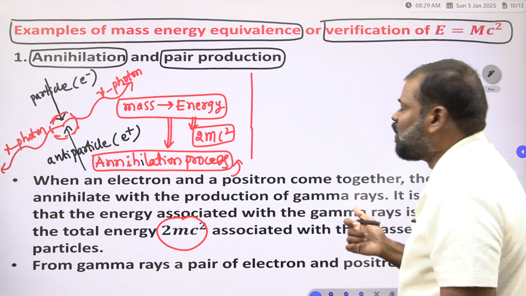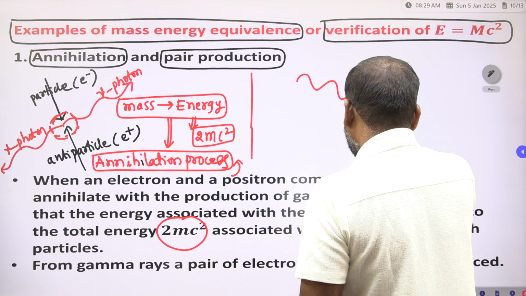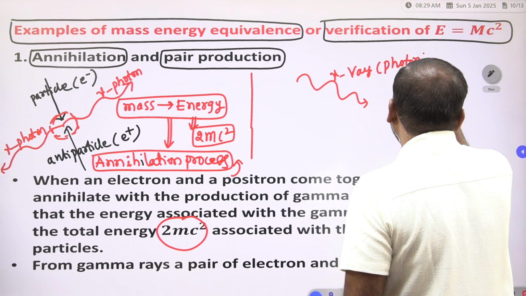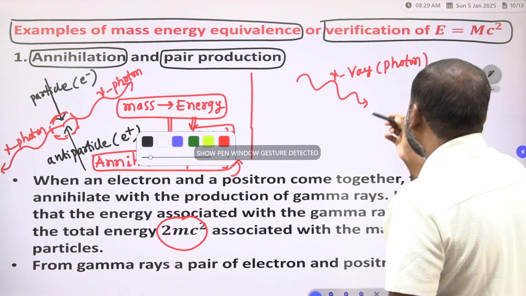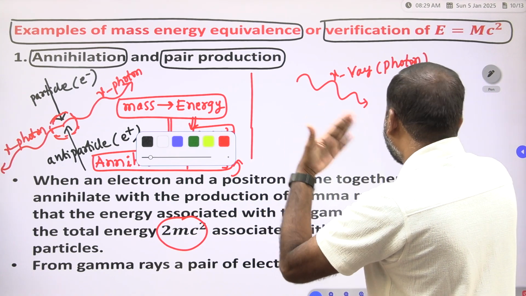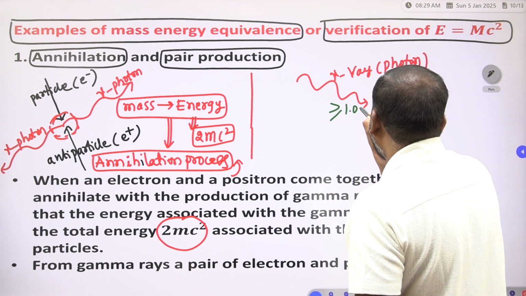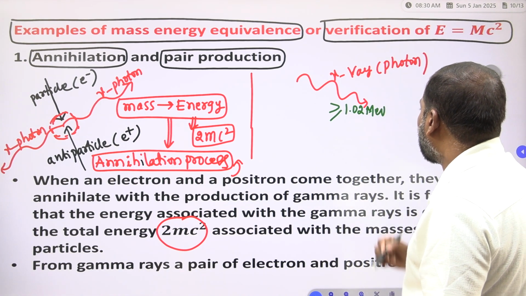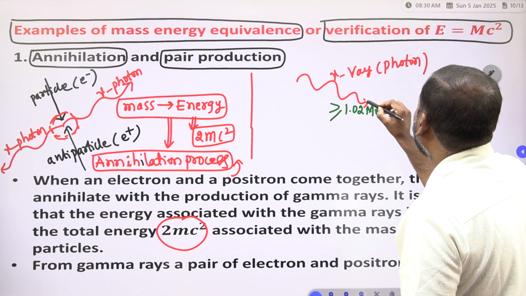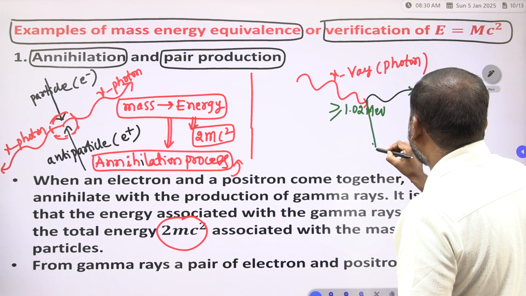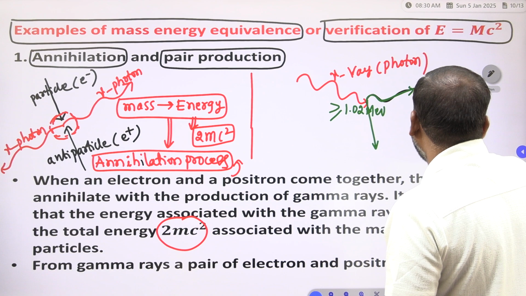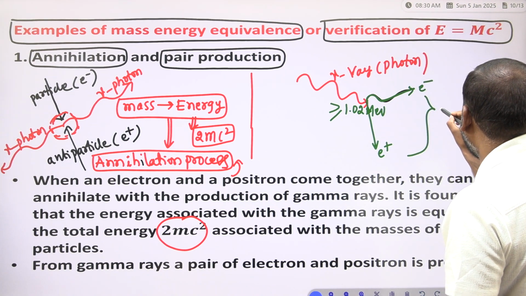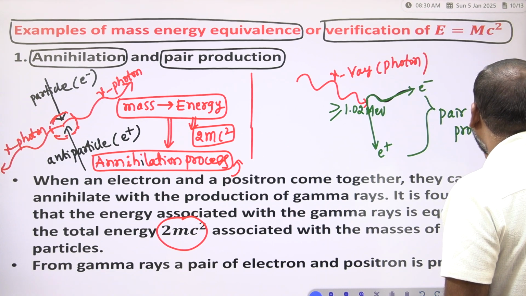Now the reverse of this. Suppose you take a gamma ray, which we also call a photon. If you give this photon an energy greater than or equal to 1.02 mega electron volt, then one electron and one positron are produced. These two particles come as a pair, so this process we call the pair production process.